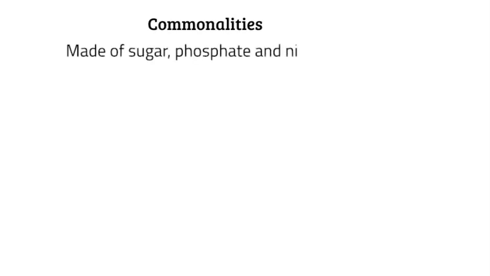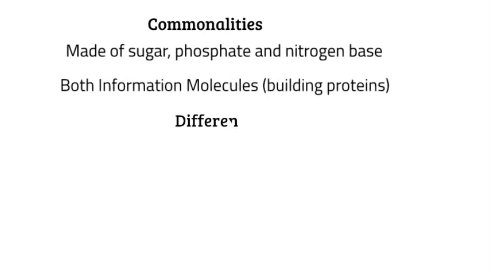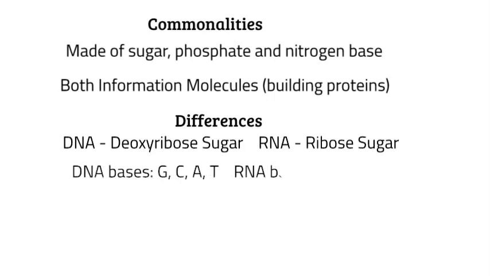And so DNA and RNA are both made of a sugar, a phosphate group, and a nitrogen base. Both are information molecules, DNA storing the information of how to build proteins, and RNA using the information to build the proteins. However, the DNA uses a deoxyribose sugar, while RNA uses a ribose sugar. The nitrogen bases are the same for three of them in RNA and DNA, A, C, and G, but RNA uses a U, while DNA uses the base T.